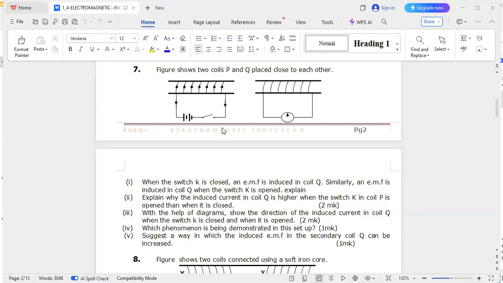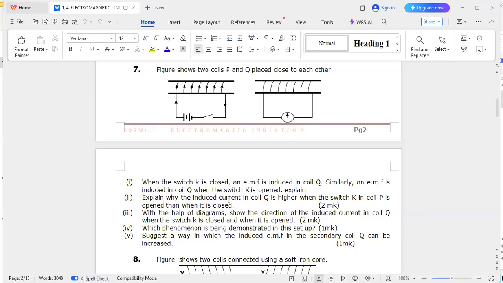When we open the switch, then remember the south that was here will be disappearing because the magnetic flux changes from maximum to 0. So that south is going away. So a north will develop here to oppose this south from going away. So when you open the switch, this remains north, south, north, south. That is during the opening of the switch.